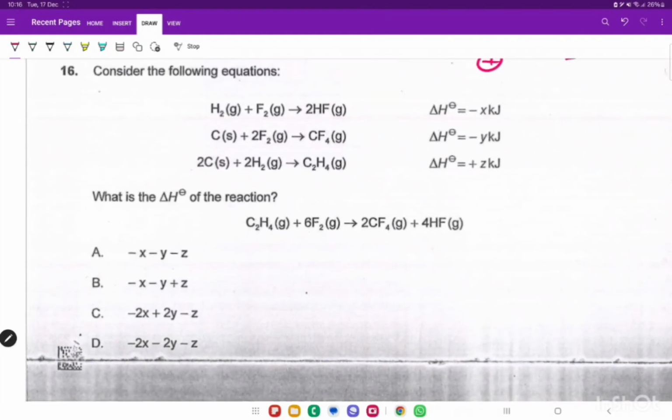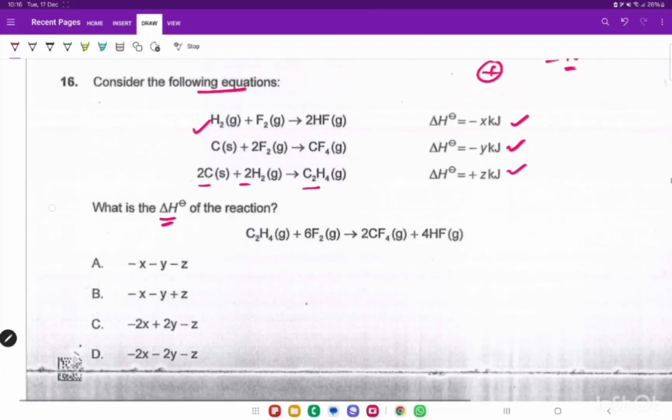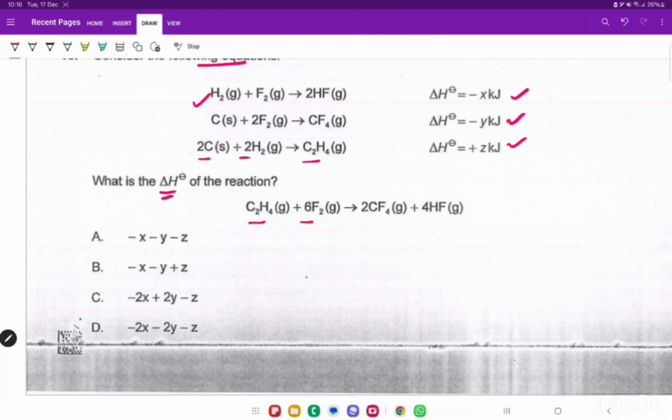Next question. Consider the following equations. There are three equations given to us. H2 plus F2 gives you 2HF, enthalpy is minus X. C plus 2F2 gives you CF4, enthalpy is minus Y. 2C plus 2H2 gives you C2H4, enthalpy is plus Z. We have to find out what is the delta H for the reaction C2H4 plus 6F2 gives you 2CF4 and 4HF.